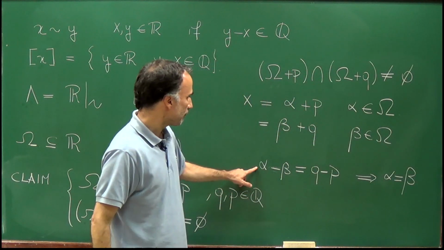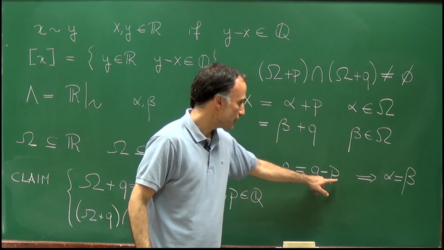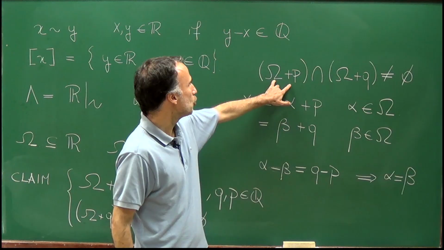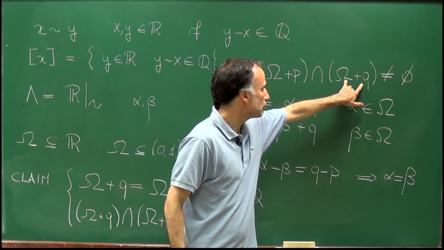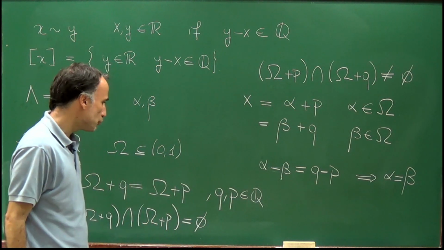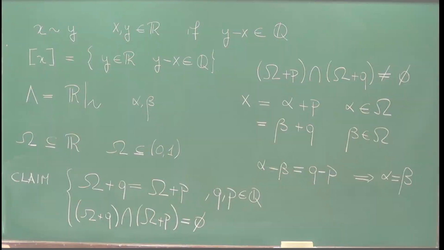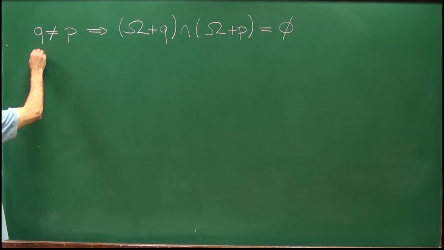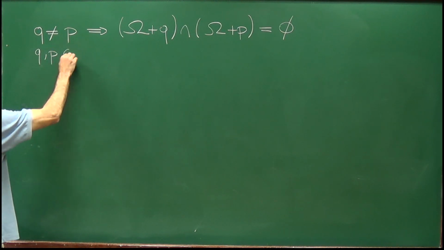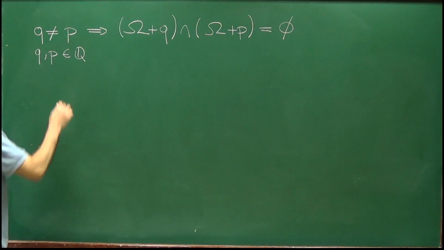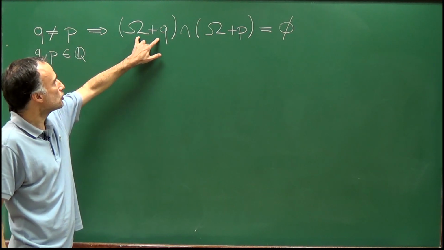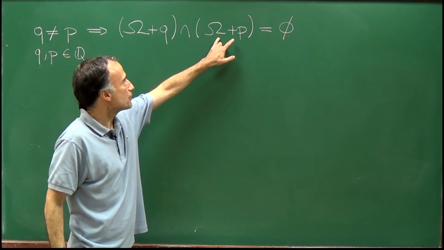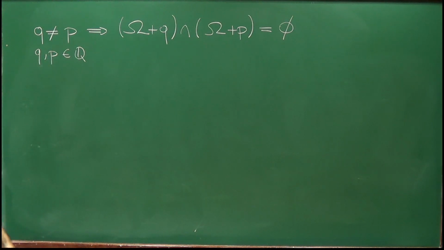Well, if alpha is equal to beta, q is equal to p, and therefore omega plus p is equal to omega plus q, proving our first claim. So we just proved that if we take two rational numbers q and p, which are different, then the set omega plus q has no intersection with the set omega plus p.